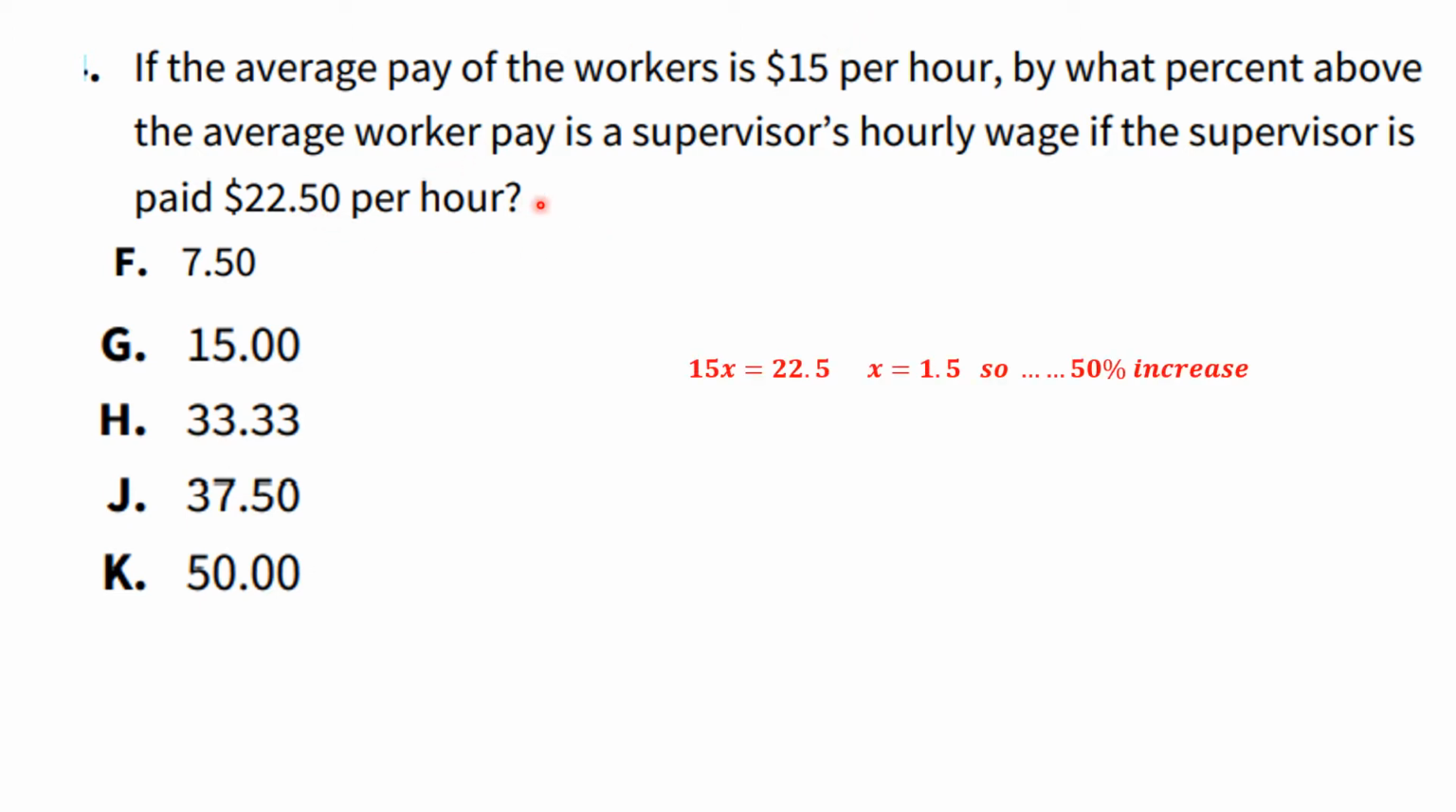How will you do the steps for that? 15 times x, which I don't know, is equal to 22.5. You will find out that x is 1.5. So what made the 1 become 1.5, or what made the 100 become 150? Except that there is a 50% increase. So 50 is the answer.